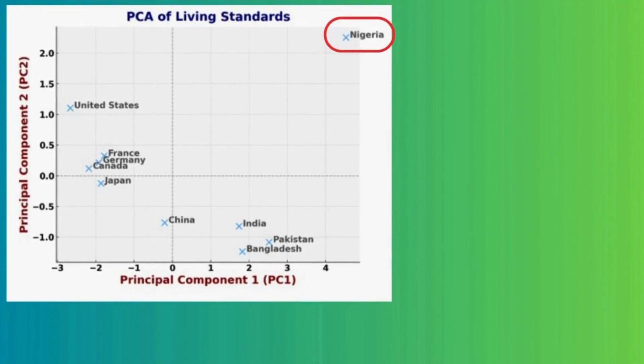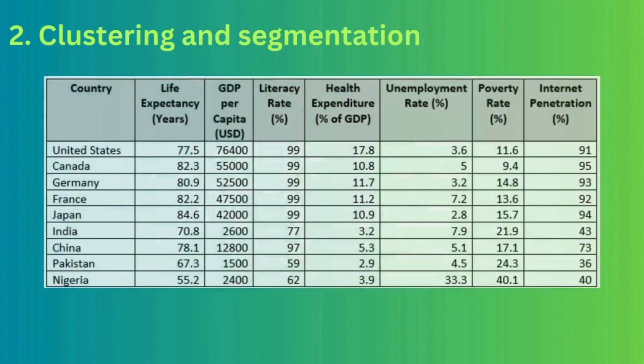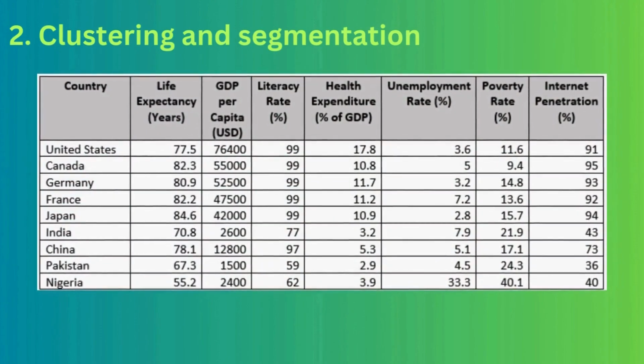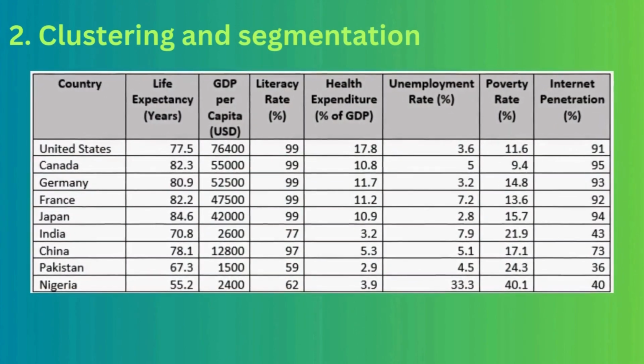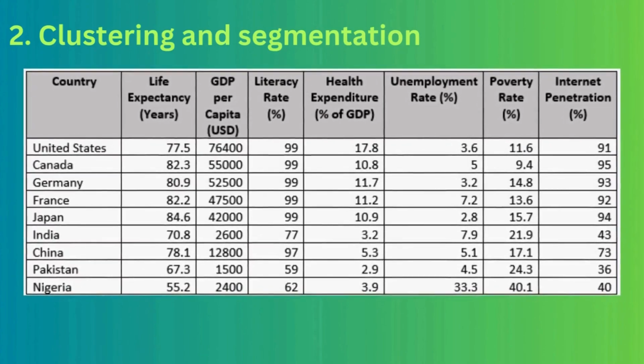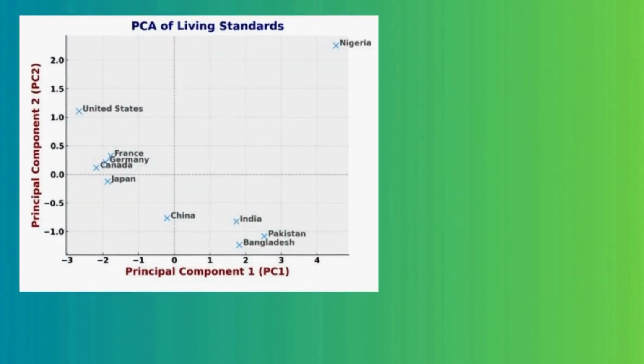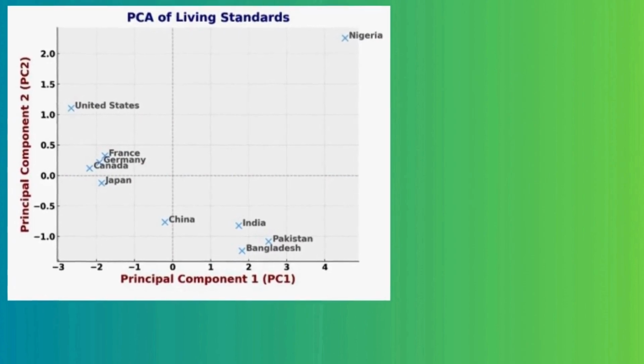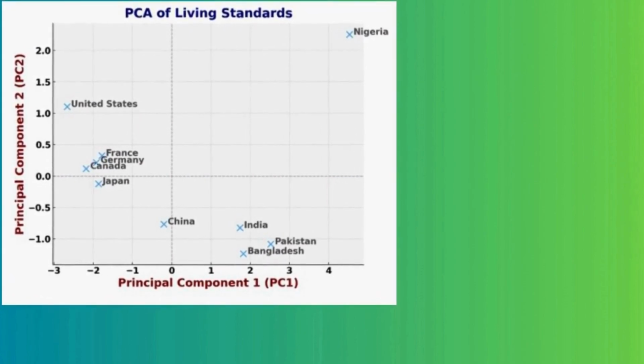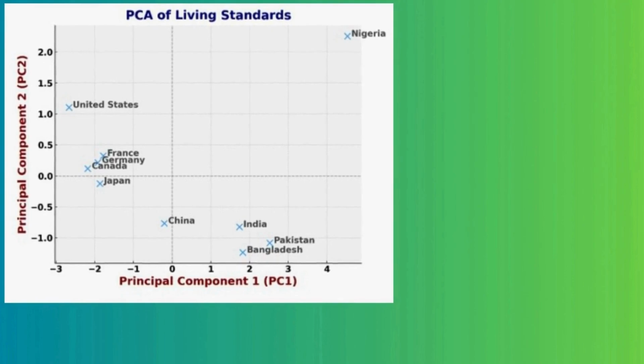It is far from the center of the dataset. PCA also helps in clustering or segmentation of the datasets. If you look at the living standard dataset, it is difficult to tell which group of countries are similar in living standard. But check this living standard PCA plot. The data points can be grouped into 3 distinct clusters based on their position in the PCA space.